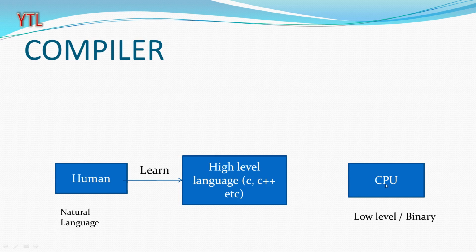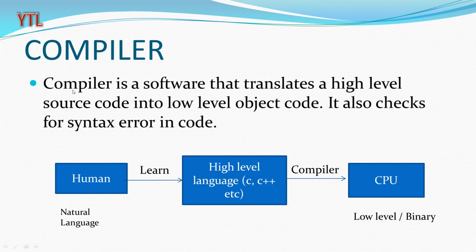And how does the CPU understand high-level language? This is through a software or a program called a compiler. What it does is translate high-level language code into low-level or binary language. Let's see the formal definition. A compiler is a software that translates high-level source code, the code written in C language, called source code, into low-level object code, that is binary. It also checks for syntax errors in the code.